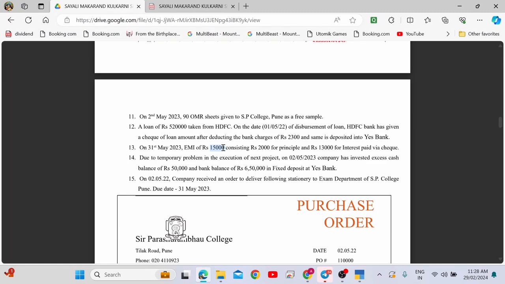Here bank charges the interest. Bank charge, therefore for you interest is expenses. Interest is nominal, and for you this is expenses. Therefore you should give debit to interest. Interest account debit 13,000. Correct. And then after that 2,000 for principal.